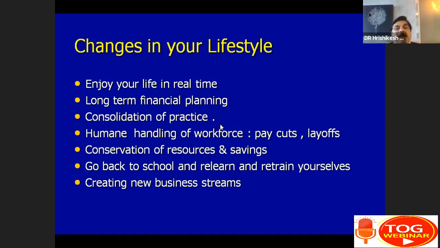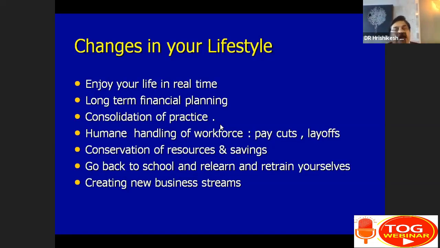What about changes in your lifestyle? I feel enjoy your life in real time. We have realized that we have all been spending time in our house. We should have long-term financial planning. This is a turbulent time. This is going to stay. Our practices are going to fall down. And so we need long-term planning. Save, and save. You must start saving.